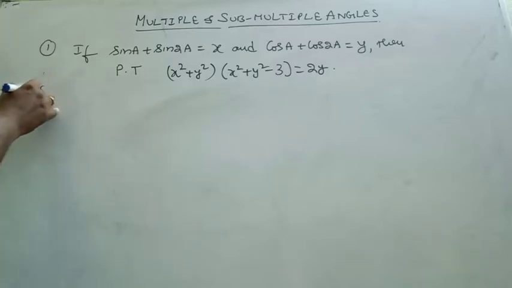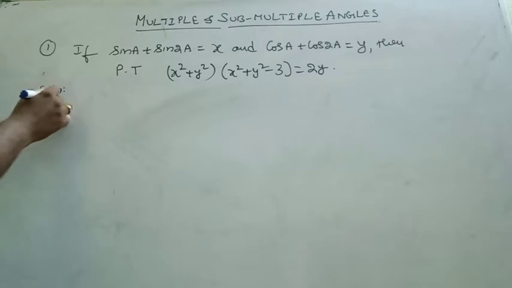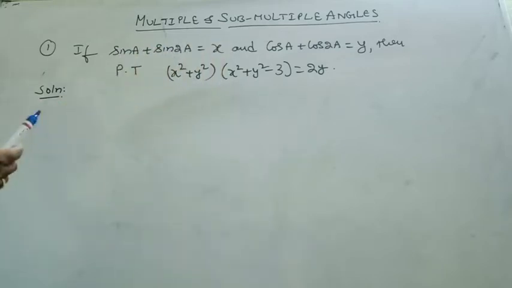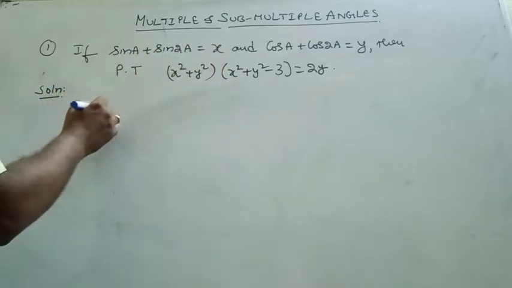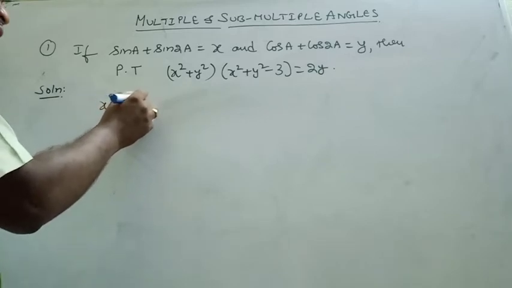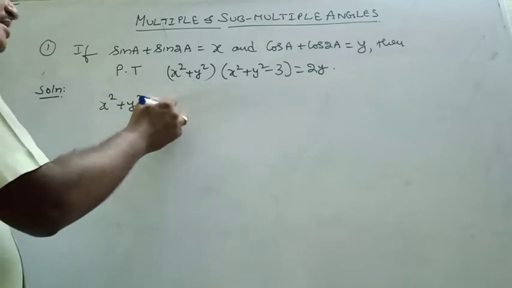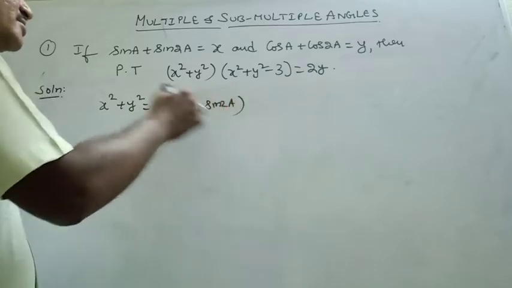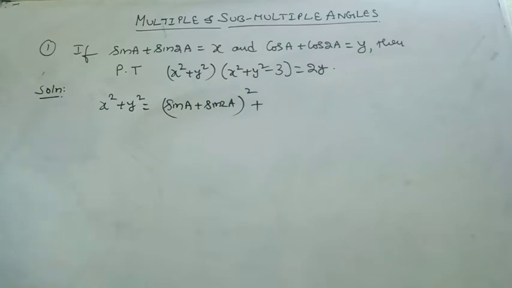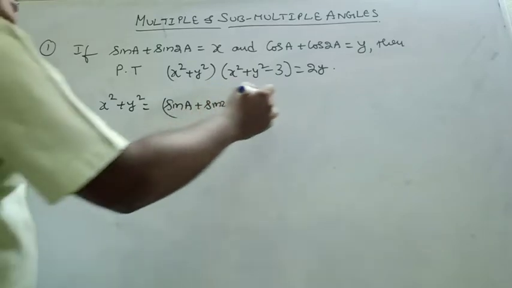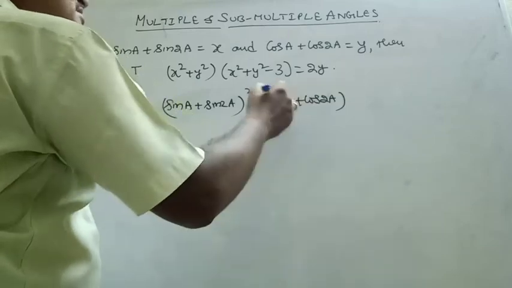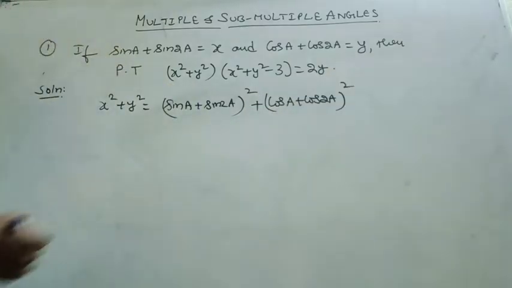See, my dear students, how we will do this particular problem, please observe here. First, x is given, y is given. We need to find x square plus y square. So x square plus y square is equal to (sin A plus sin 2A) whole square plus y square, which is (cos A plus cos 2A) whole square.